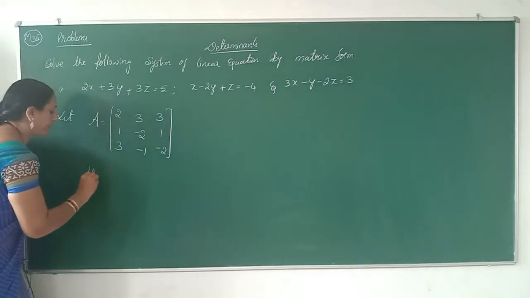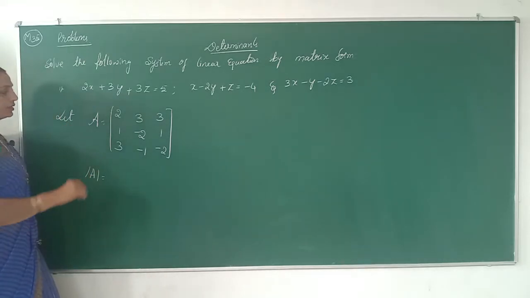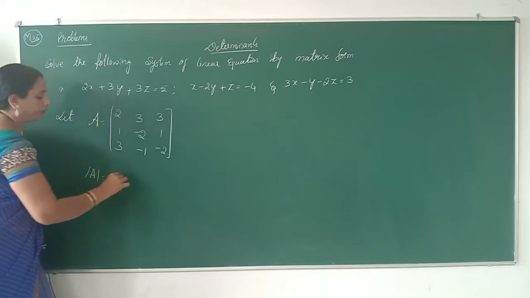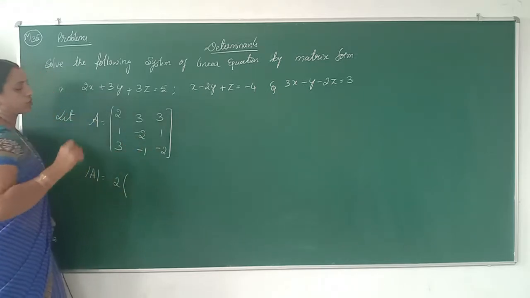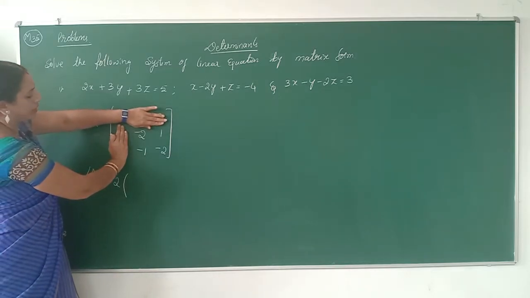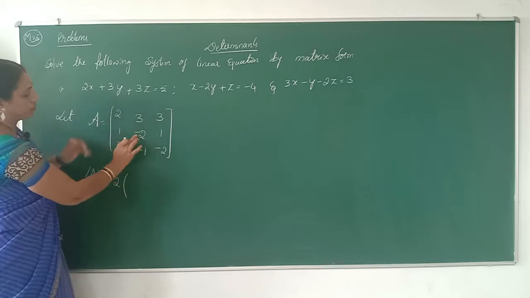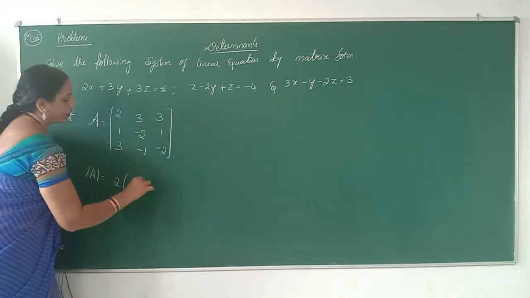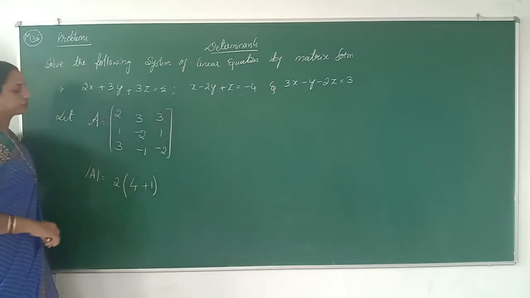Now first we will find the determinant of A. So 2 is directly multiplied. The elements of the first row and first column are neglected. The remaining are cross multiplied. Minus 2 into minus 2 is 4. Minus 1 into minus 1 is plus 1.